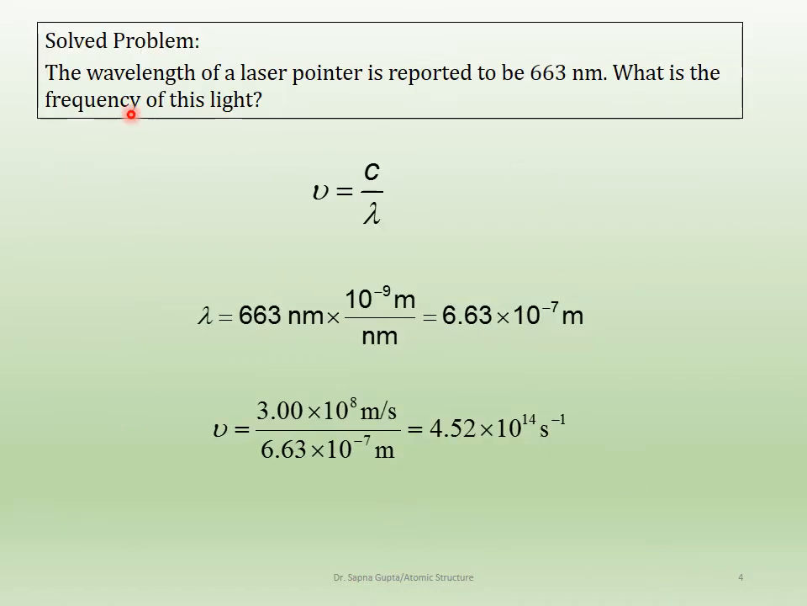Here is a little problem on using that equation. The wavelength of a laser pointer is reported to be 663 nanometers. What is the frequency of this light? Just a simple cross multiplication. Remember, c is equal to lambda nu. So if you're trying to figure out nu, all you have to do is divide c by lambda. And that's how you get the frequency. Really not a very complicated calculation.